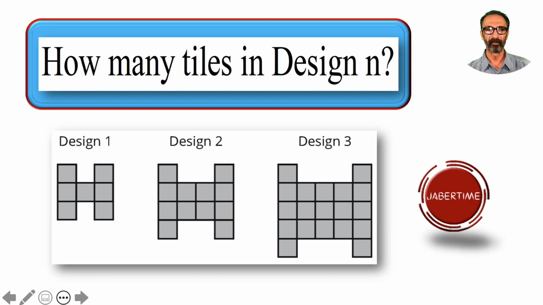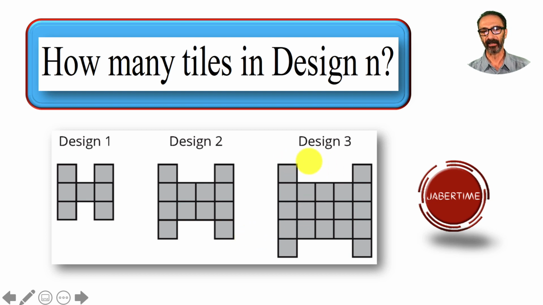Let's go over this problem. How many tiles in design N? Well, looking at design 1, I could count them one by one: 1, 2, 3, 4, 5, 6, 7. I could count design 2 the same way, and design 3 the same way, one by one. But I don't think this is what we are doing right here. We're supposed to look for a pattern to count them without counting one by one.